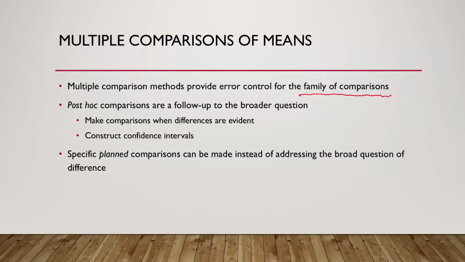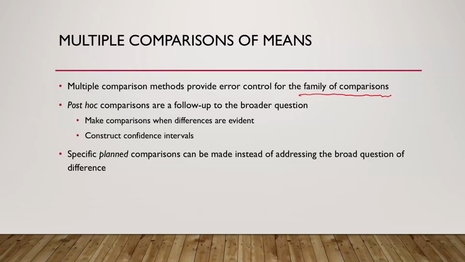So that's what multiple comparisons of means is all about, and the multiple comparison methods that we use provide error control not just for a single confidence interval, but for the entire family of comparisons. Now, there are two main types of ways we can go about making comparisons. One of those is post hoc.